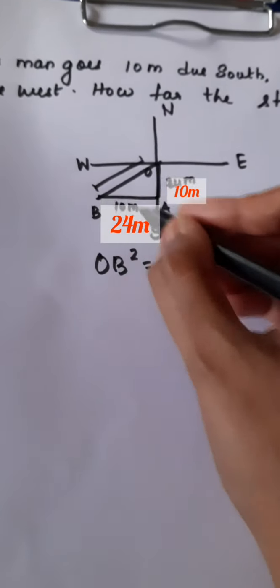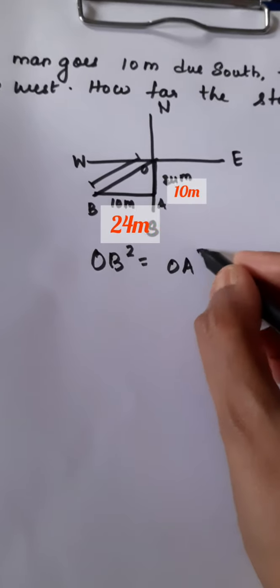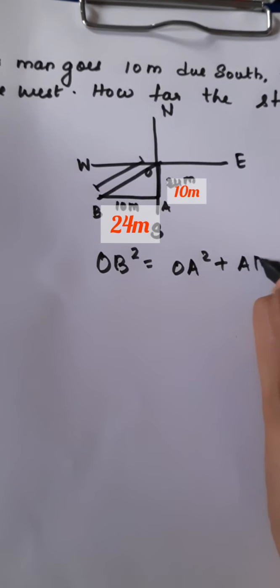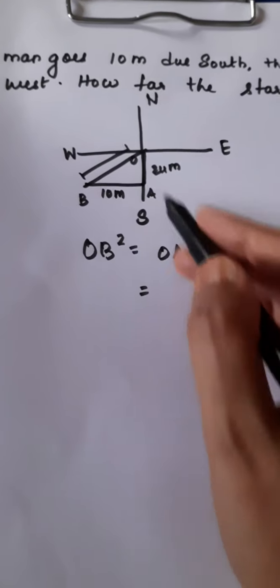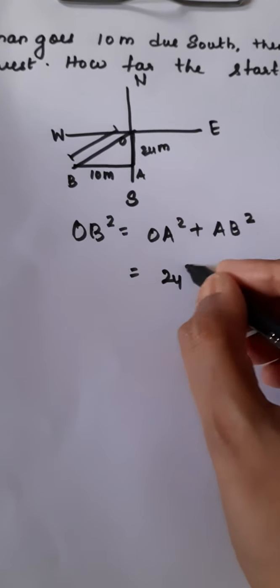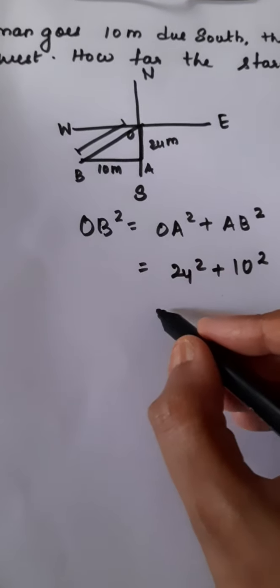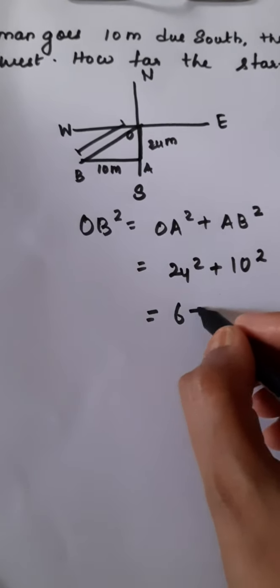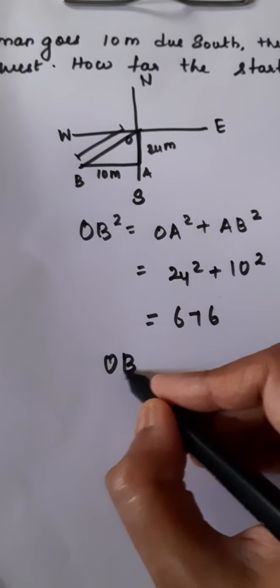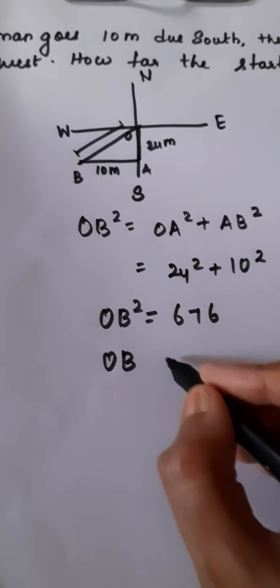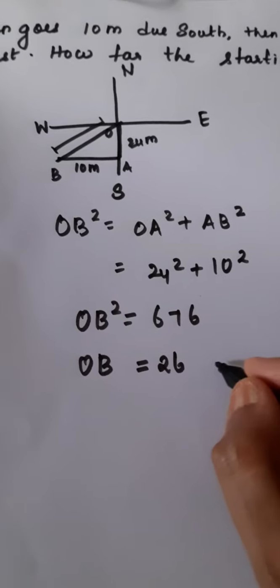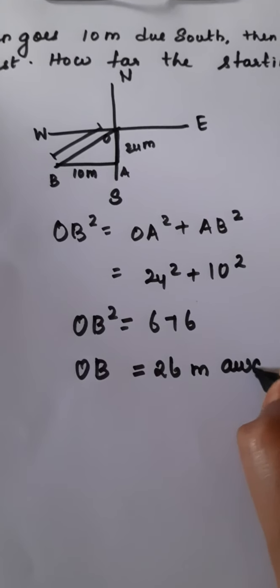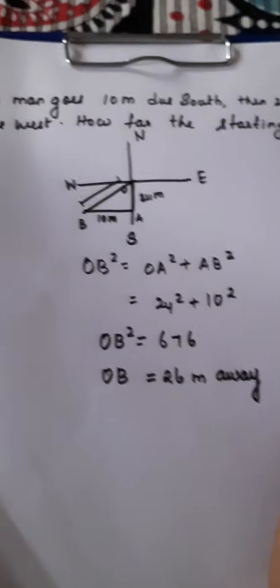So OB square equals OA square plus AB square, which is 24 square plus 10 square. So that is 676. So OB square is 676. OB equals the square root of 676, that is 26 meters. He is 26 meters away from the starting point.